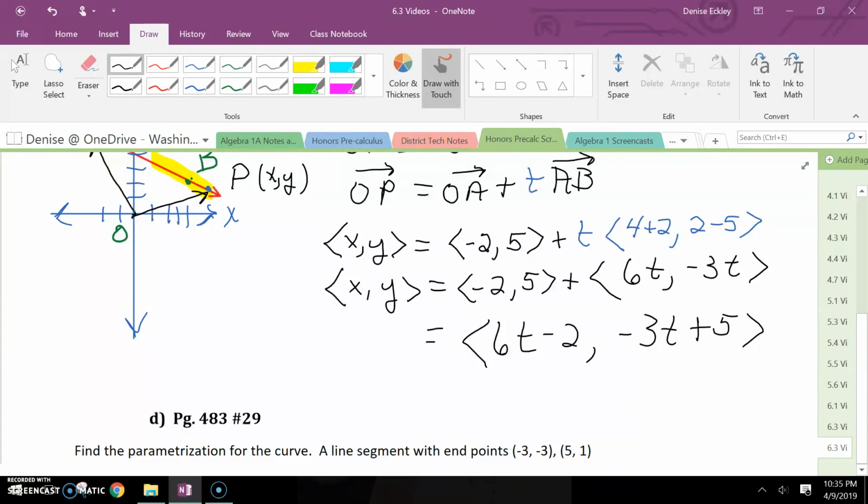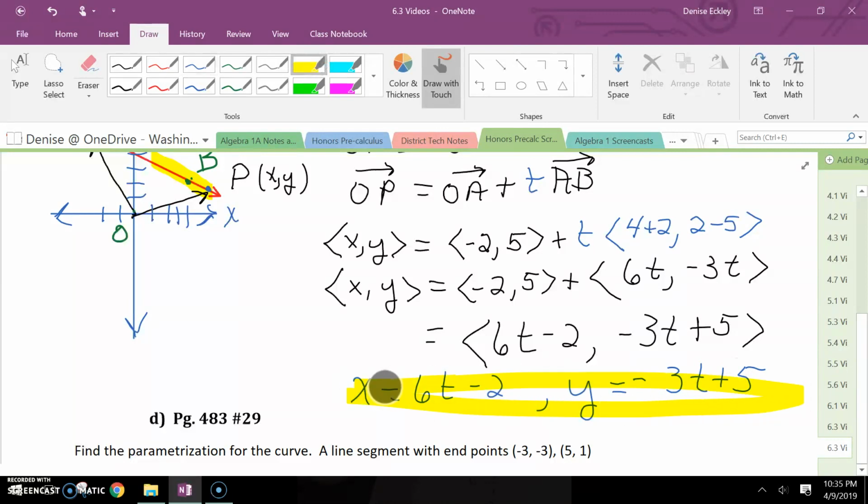So, breaking those apart, I get my parametric equations. I get x equals 6t minus 2, and y equals negative 3t plus 5. And those will be my solutions for the line through the 2 points, negative 2, 5, and 4, 2.